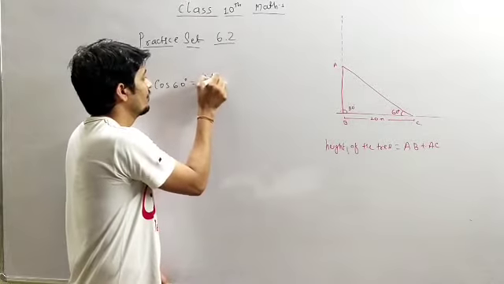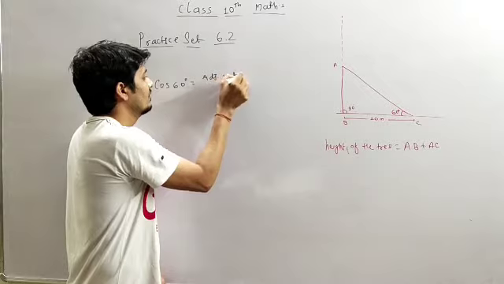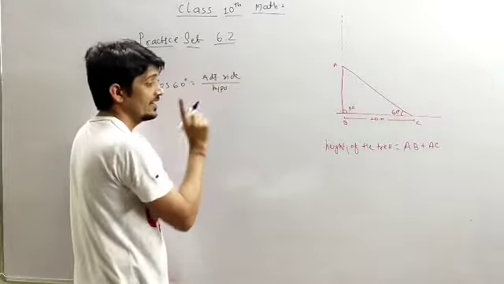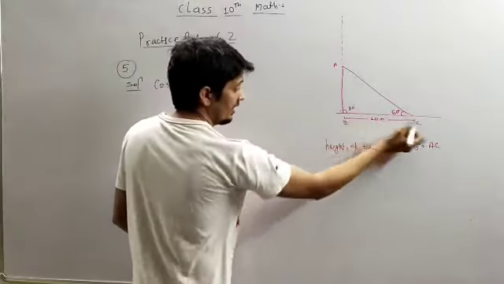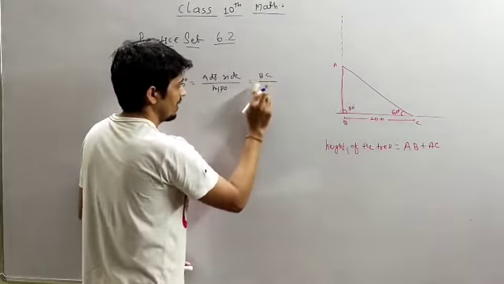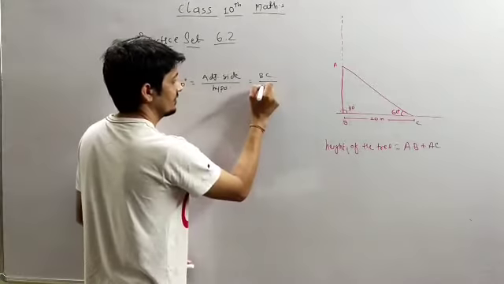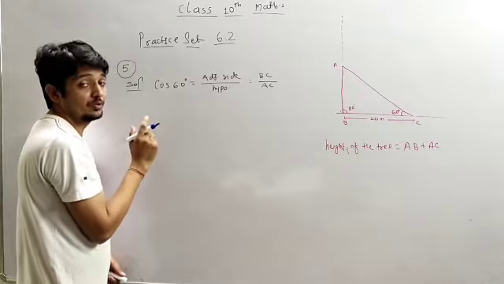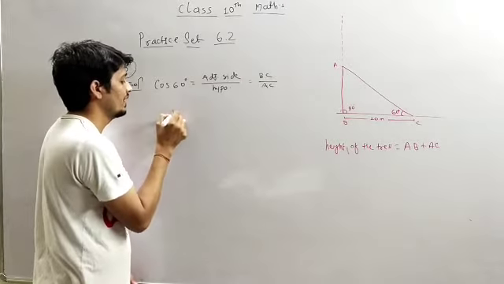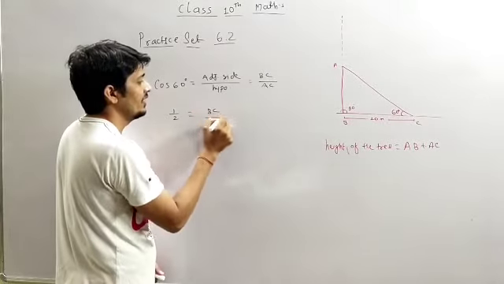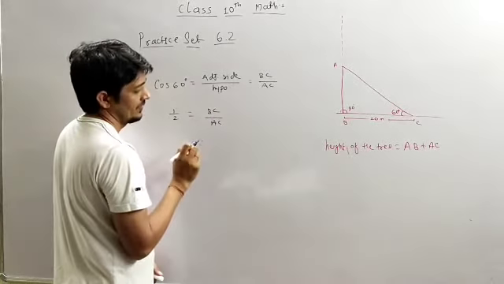So adjacent side divided by hypotenuse. What is adjacent side here? Here adjacent side is BC. So we have to write BC divided by hypotenuse, which is AC. So cos 60 degree equals to 1 by 2. So we have to write 1 by 2 equals to BC divided by AC.